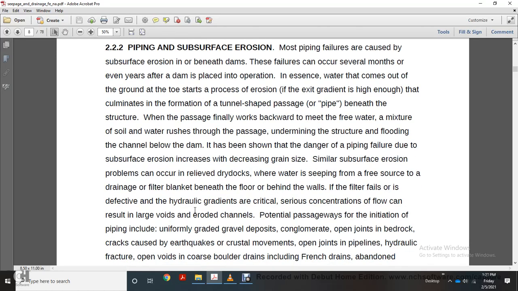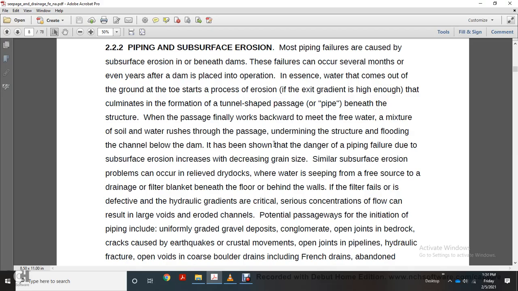Or your piping, subsurface erosion. Most piping failures are caused by subsurface erosion beneath the dam, but the failures can occur over several months, even years after the dam is put into operation. Water comes out of the ground and starts the process of erosion. The exit gradient is high enough that it culminates in the formation of tunnel-shaped passages beneath the structure. Finally, flow works backward to meet the free water. The mixture of soil and water rushes through the passage, undermining the structure and flooding the channel below the dam.